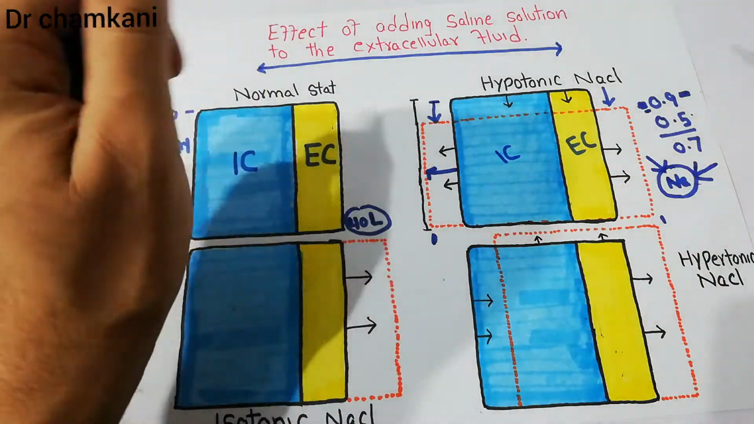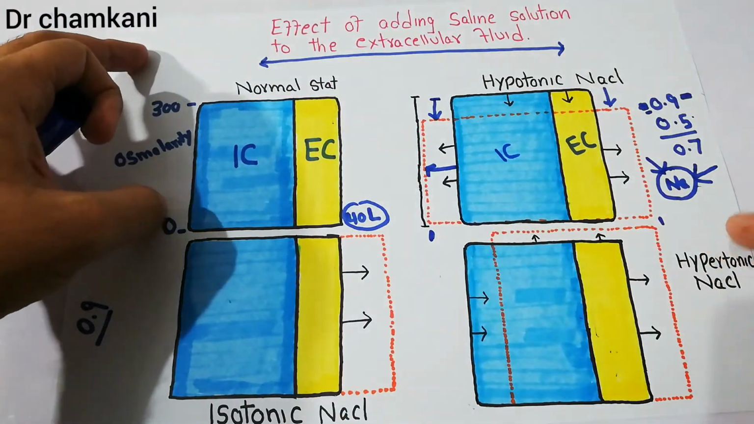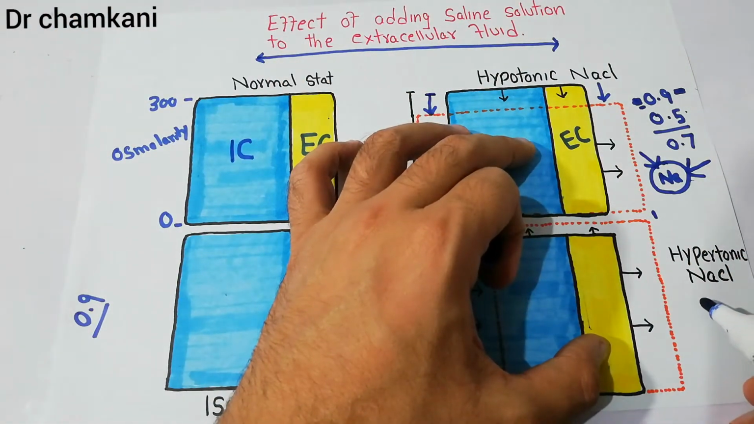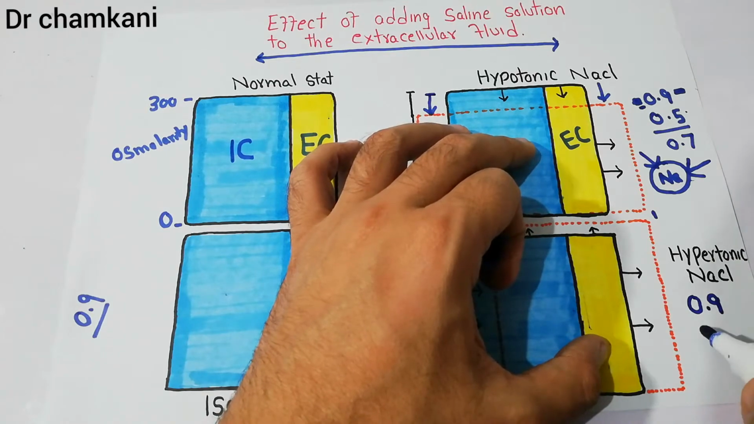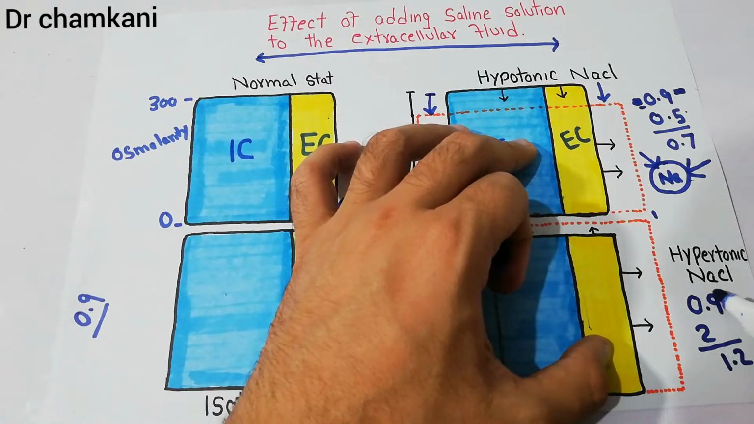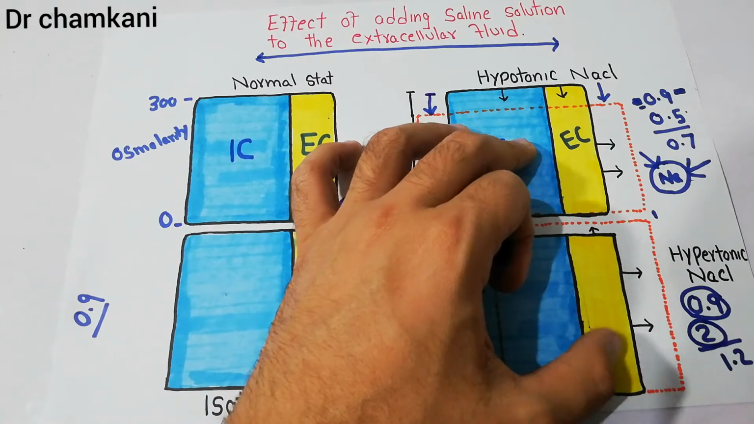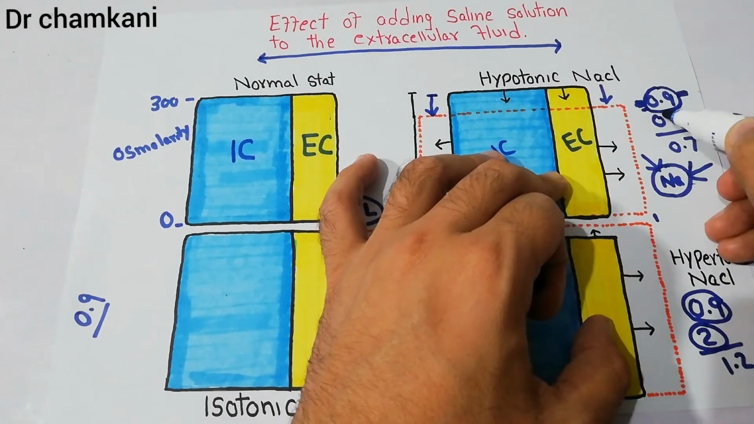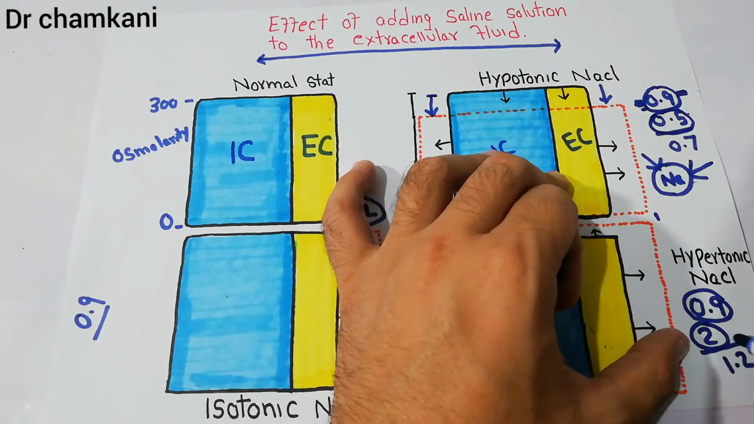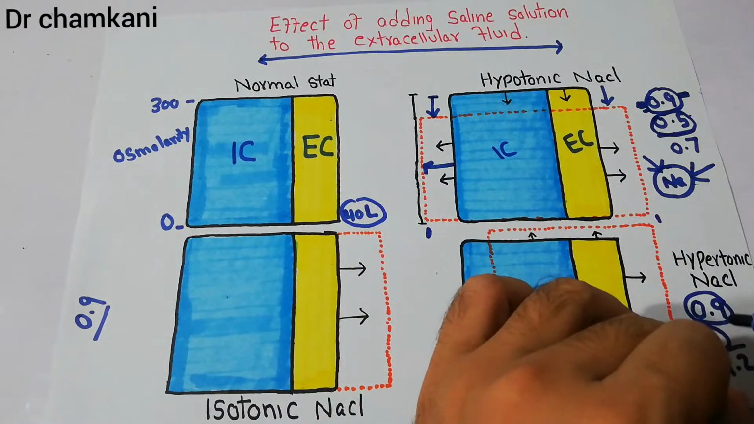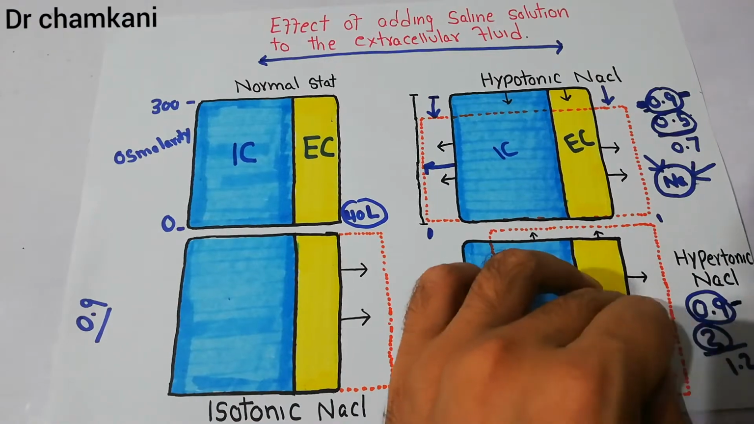Now, what happens if we add a hypertonic fluid to the extracellular fluid? If we add hypertonic saline, suppose we have a normal body fluid of 0.9, but we add 2%. If we add 2%, the average may become something like 1.2 or 1.3. Now this is normal, and this is the hypertonic. Here 0.9% was normal, and the hypotonic was less than 0.9, which was around 0.5. Here we are adding 2% or 3% or 4% saline. So the tonicity of the fluid is higher than the normal tonicity, which is 0.9. So the average increases.